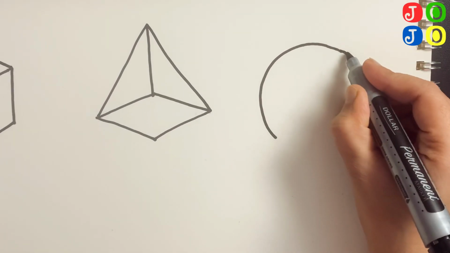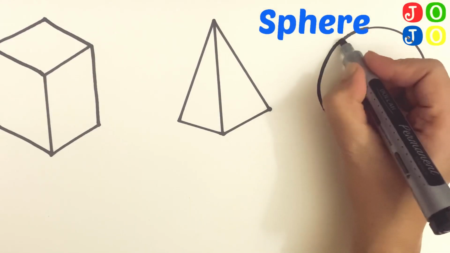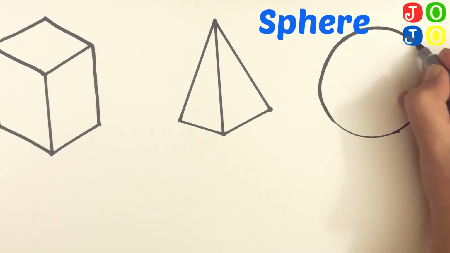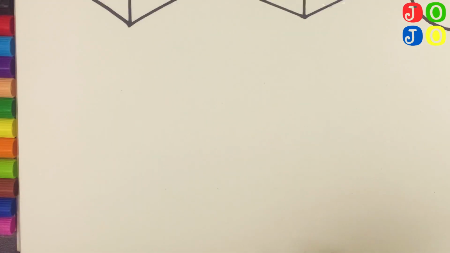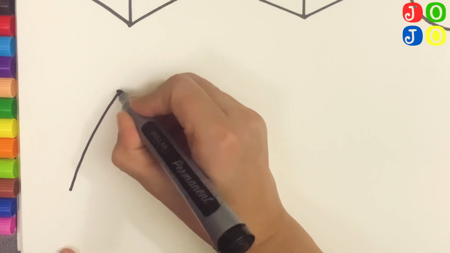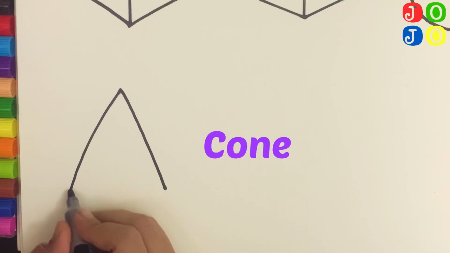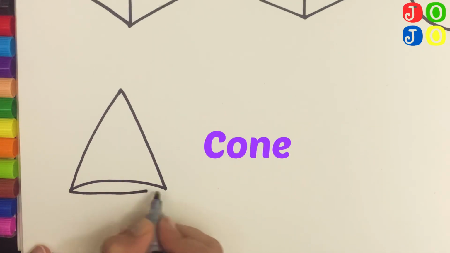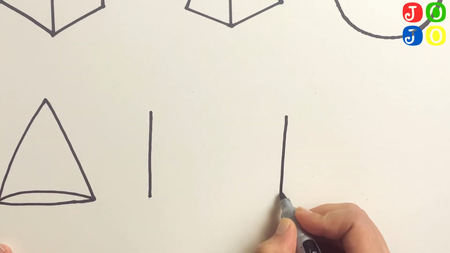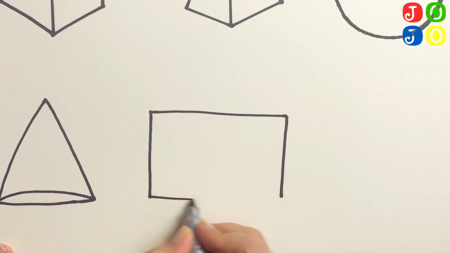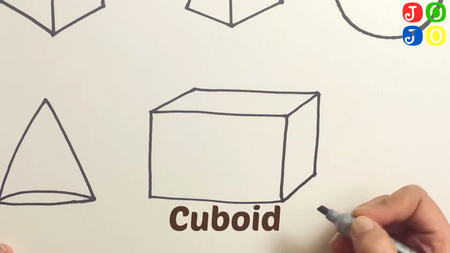So this 3D shape looks like a circle, but it is known as a sphere. We have one more 3D shape which looks like a triangle. However, it is known as a cone. When we make a 3D rectangular shape, that means it is a cuboid, just like a box.